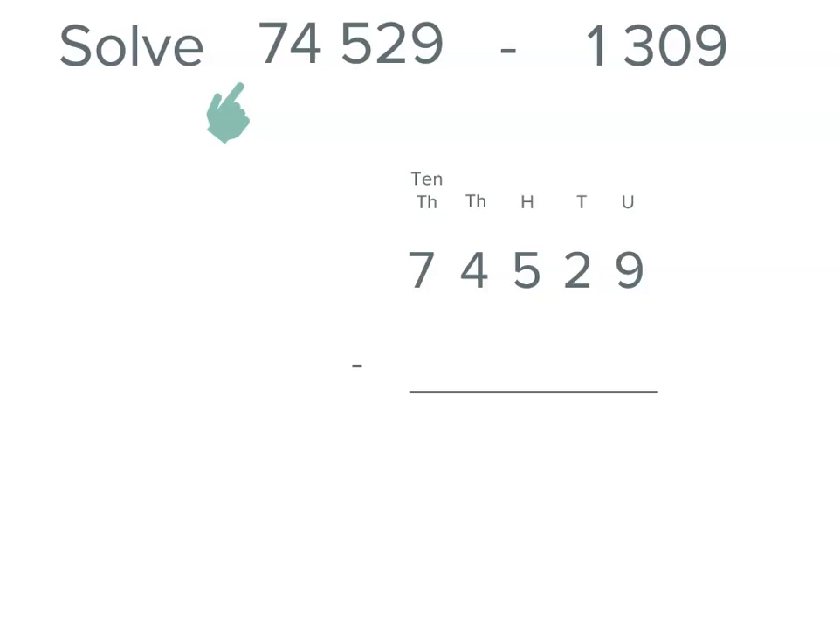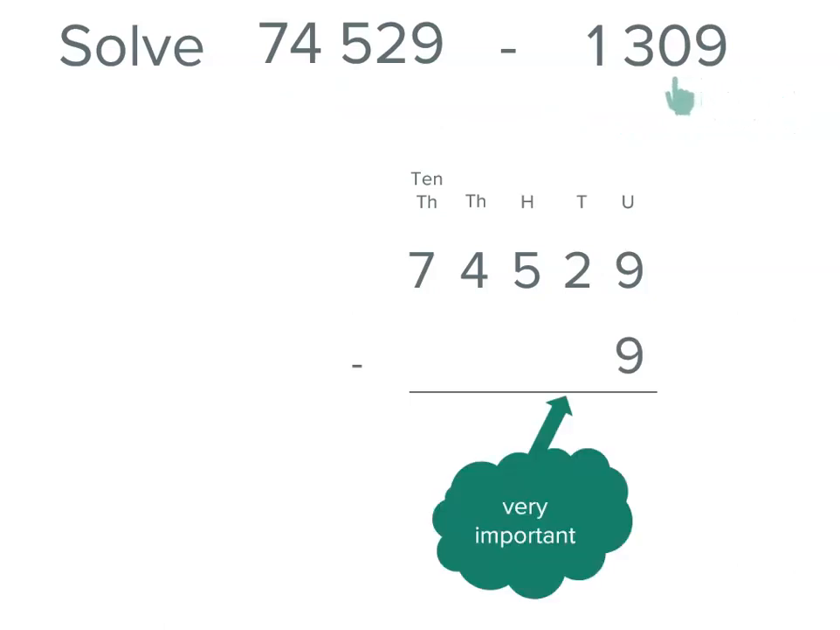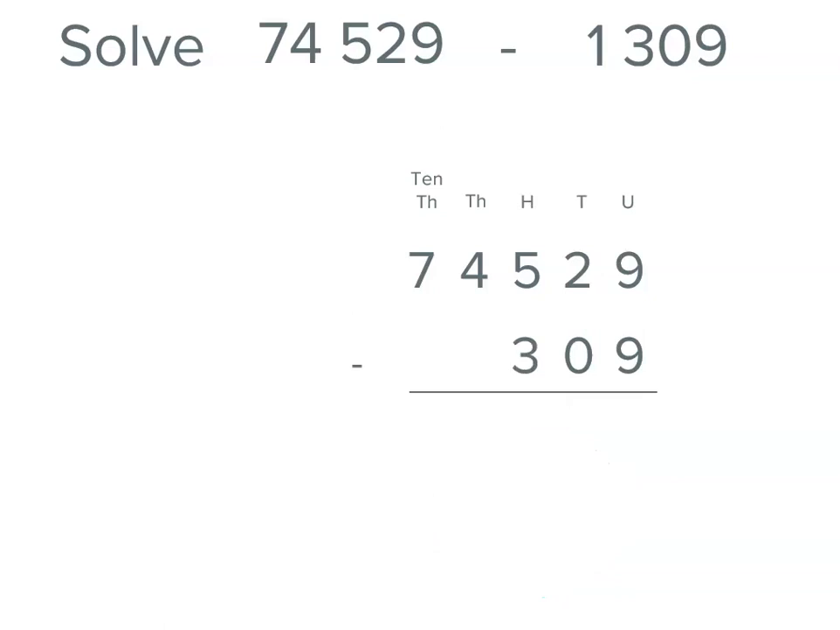And now we're subtracting 1,309, so we always write that underneath. So we've got 9 units, there are no tens, but remember, we need to make sure we put a 0 there. Otherwise, we could end up with the digits in the wrong place. We've got 3 hundreds and 1 of the thousands.